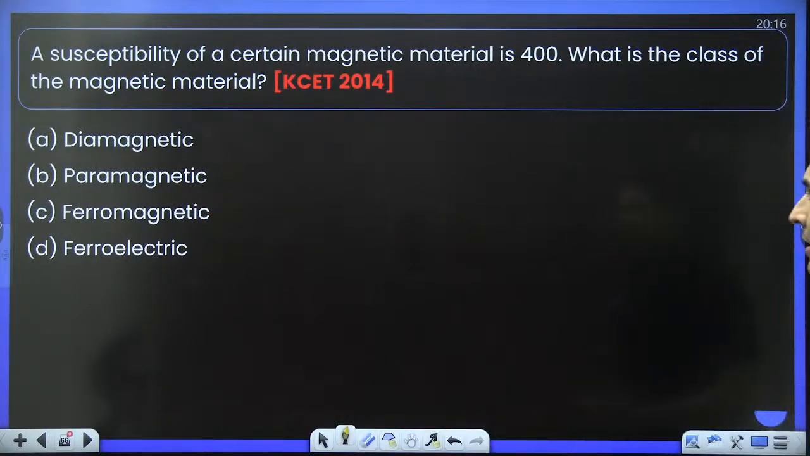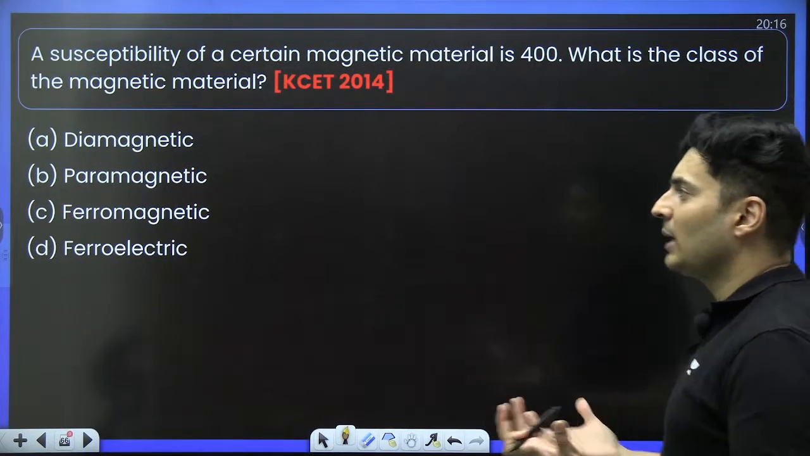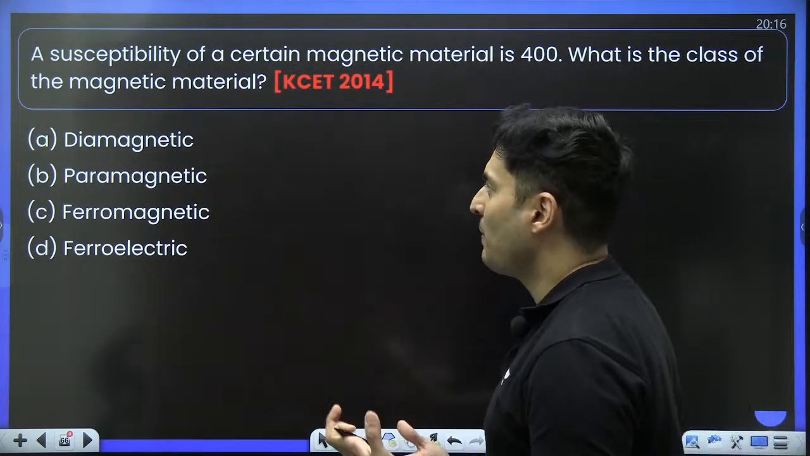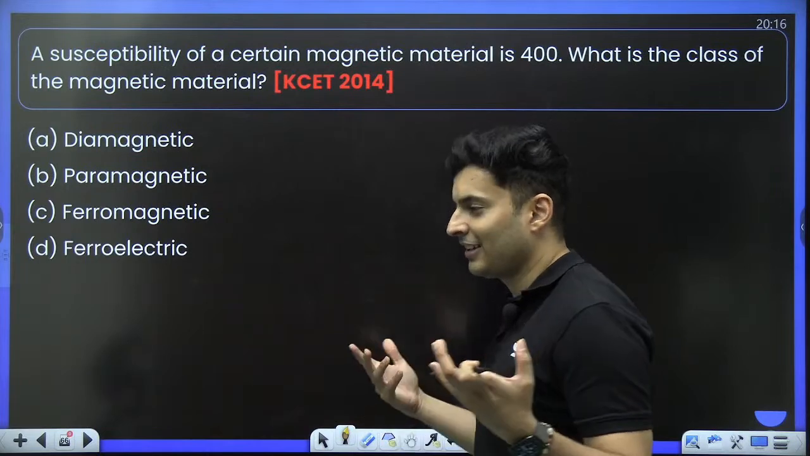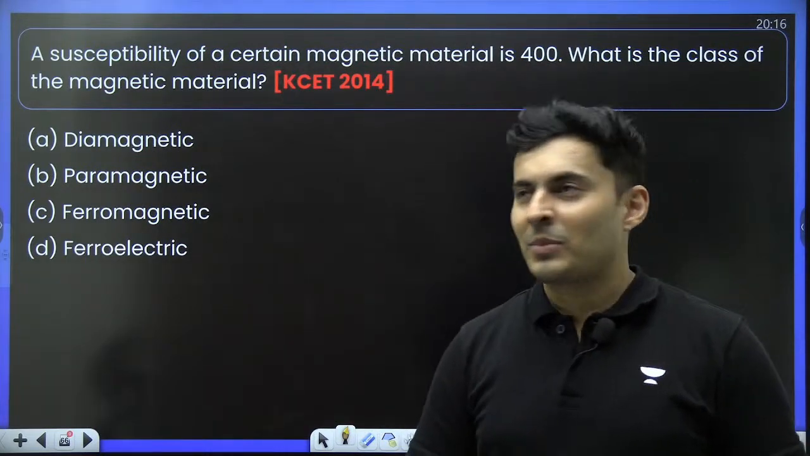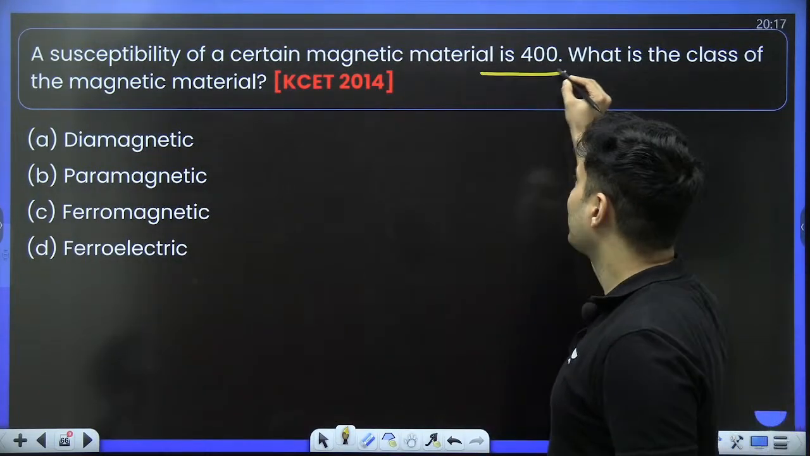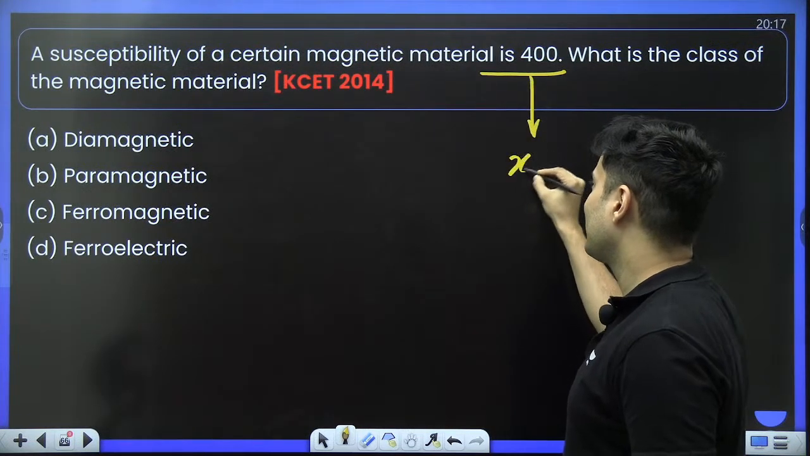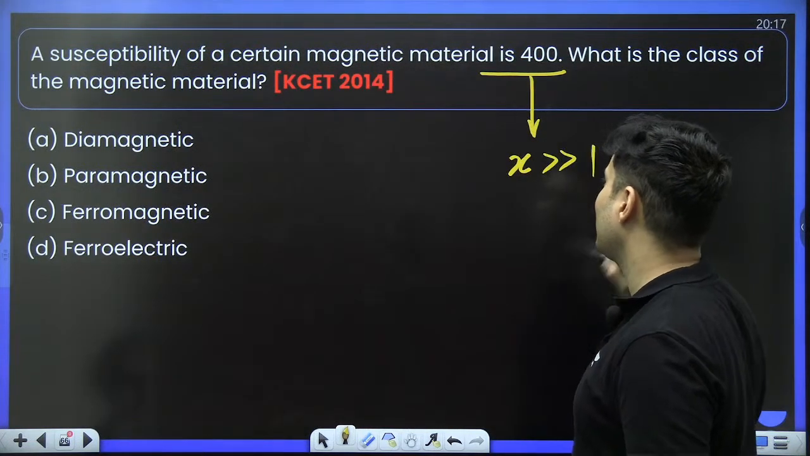Medical entrance. Susceptibility of a magnetic material is 400. What is the type of the material? Diamagnetic, paramagnetic, ferromagnetic, ferroelectric. Very straightforward. Look at the value of susceptibility.